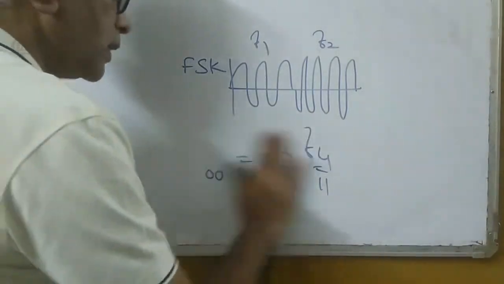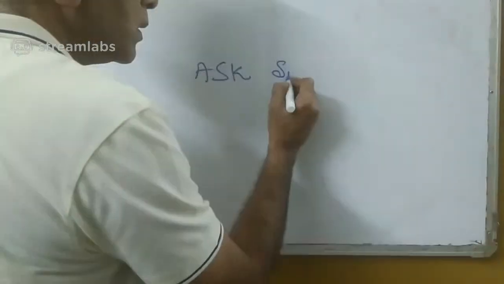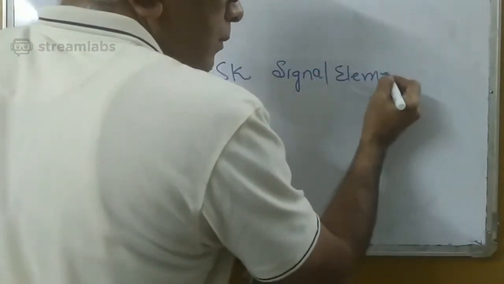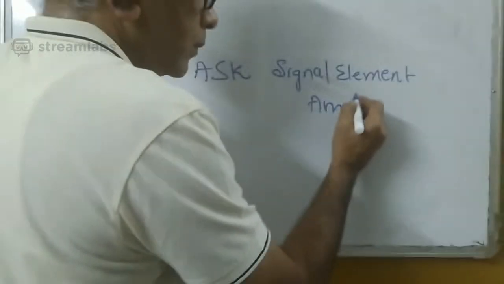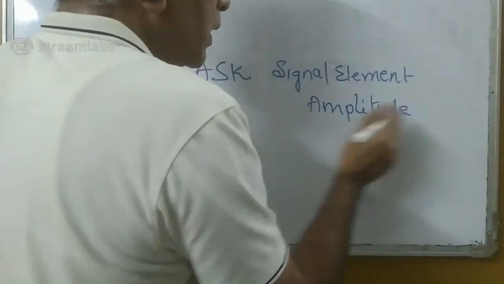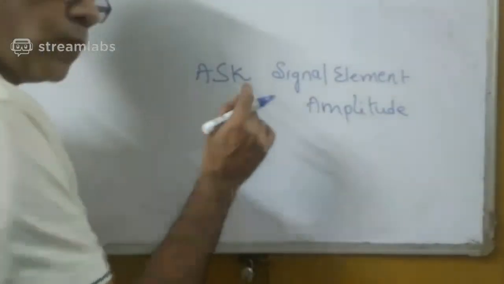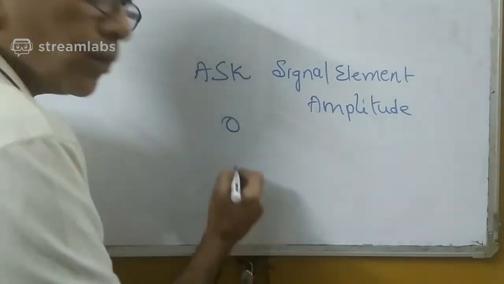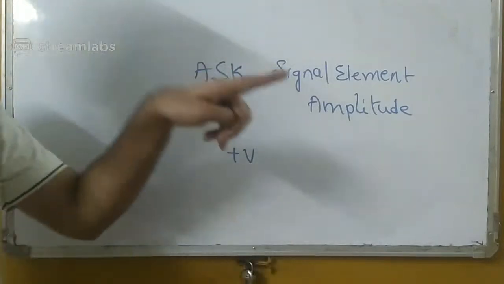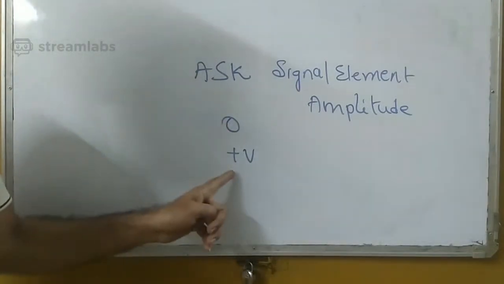Okay. Now when I talk about ASK, in ASK the signal element is amplitude. So how can I improve? The improvement is possible by taking different amplitudes. So in the previous discussion, I used a two amplitude signal. One was 0 and another was, say, plus V. So these are the two amplitude values I have selected, say, for representation of 1 bit, 1 bit with every signal element.